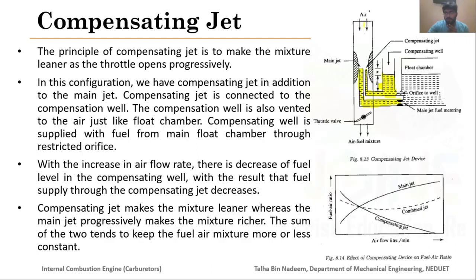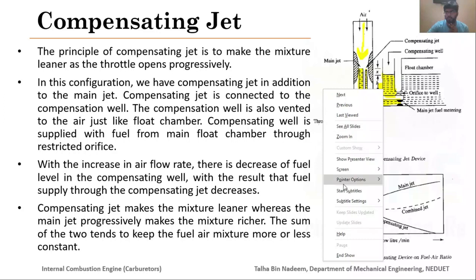And what is happening here is that when the air comes from the filters and choke valve to the venturi section, it will not only take the fuel from the main jet, but it will also take the fuel from the compensating jet. And since the diameter of the compensating jet is smaller than the diameter of the main jet, it will be supplying a larger amount of fuel when your engine has just started, or when your throttle valve opening or the air flow is small.